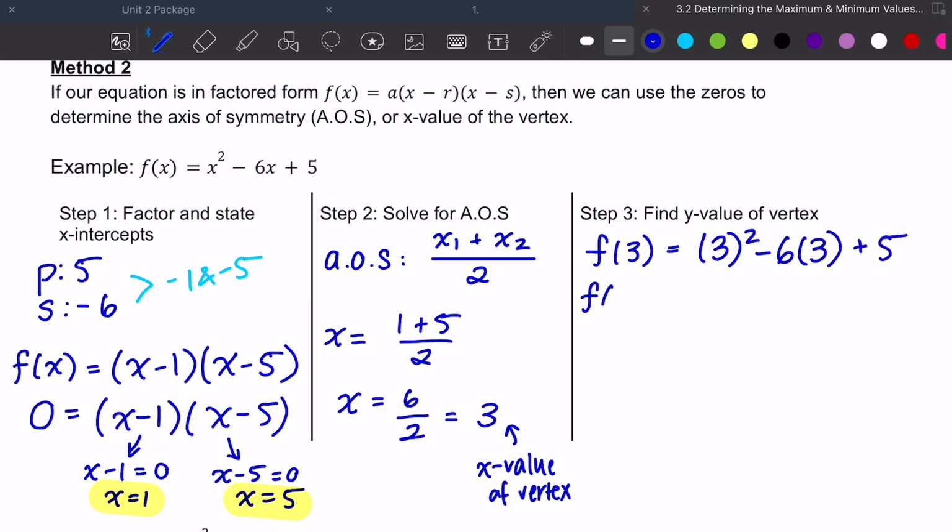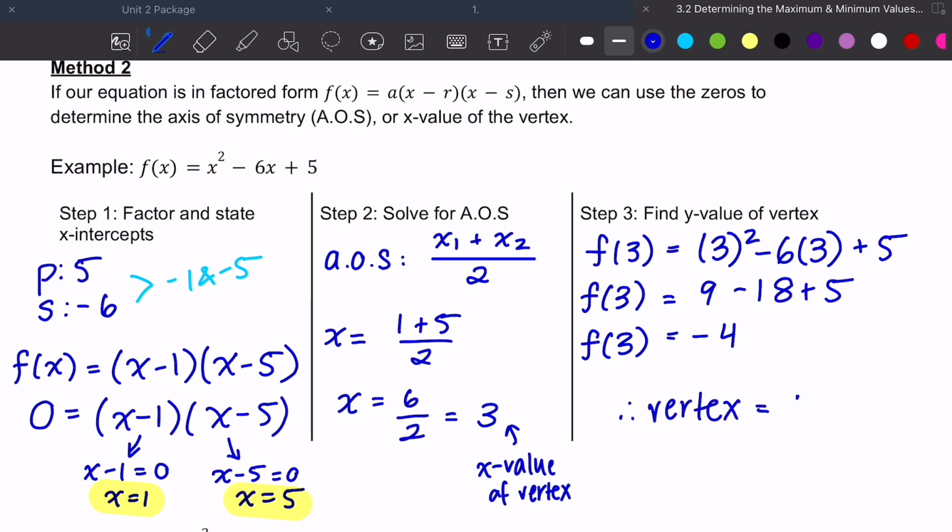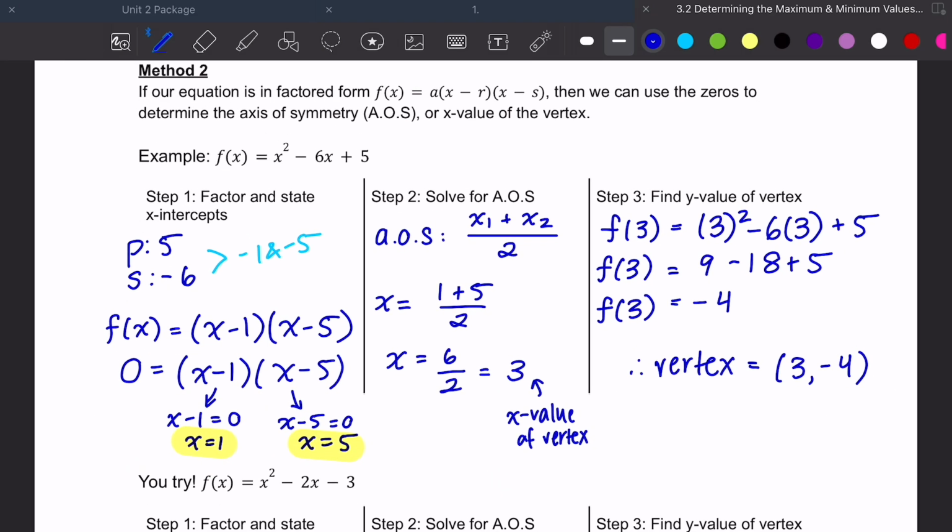Right, so f of 3. This is going to give me 9 minus 18 plus 5. Well, 9 minus 18 is negative 9, plus 5. So that should give me negative 4. So therefore, my vertex is (3, negative 4). All right?